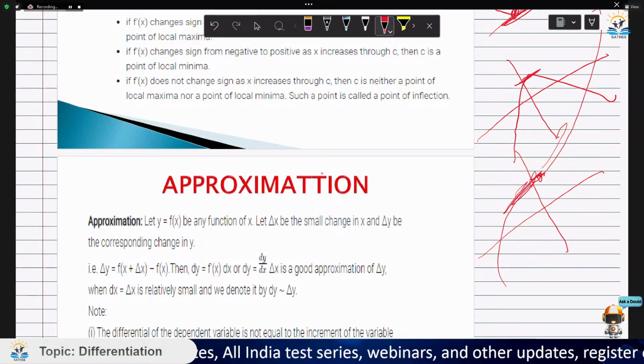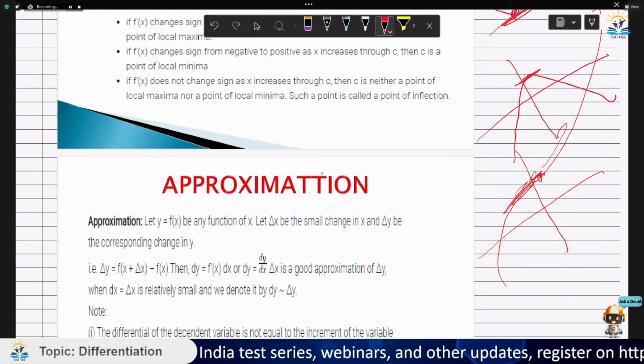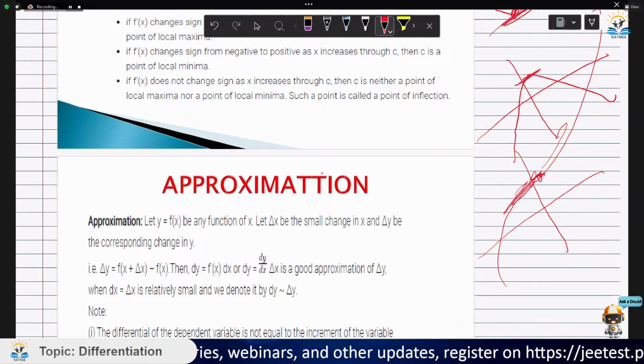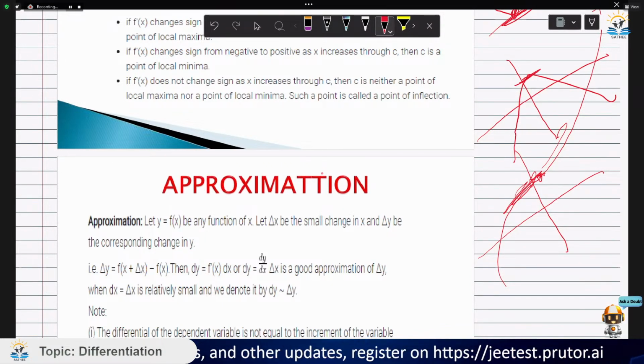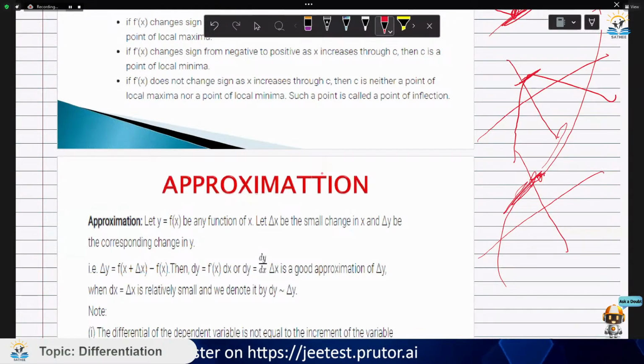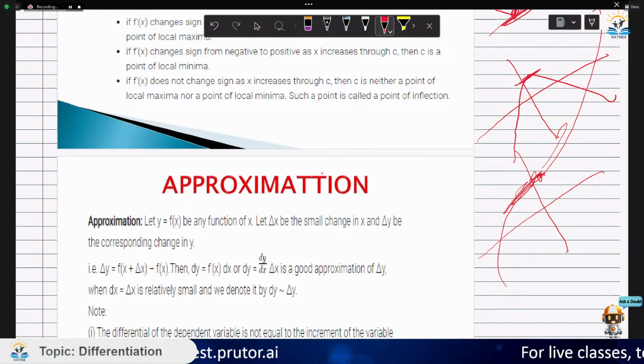y is equal to 2 by 3 x cubed plus 1 by 2 x square. And we have to find when the tangent makes equal angle. So dy by dx should be equal to 1 and minus 1. Let's calculate dy by dx. So dy by dx is 2x square plus x. This should be equal to 1. So x, 2x plus 1 equals 1.